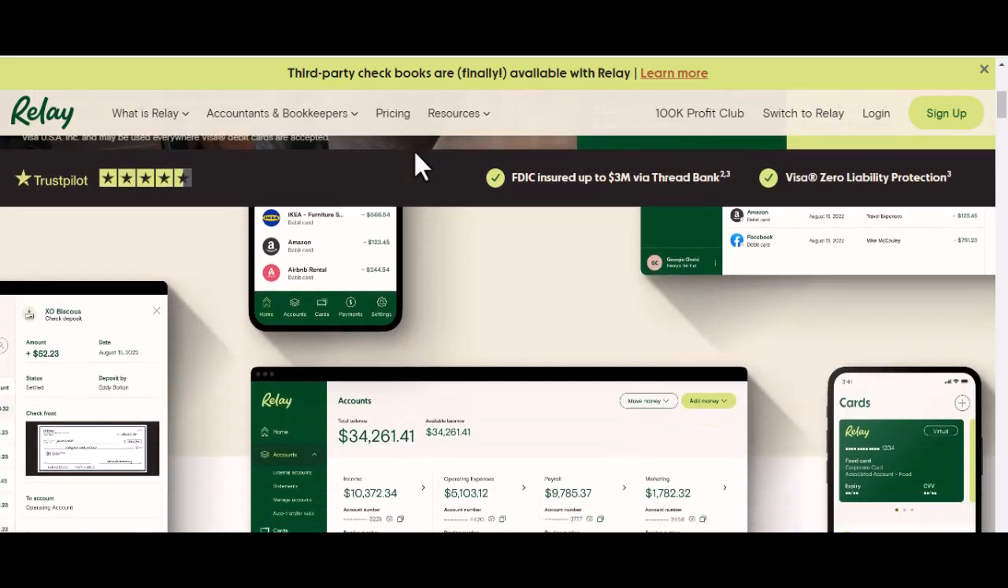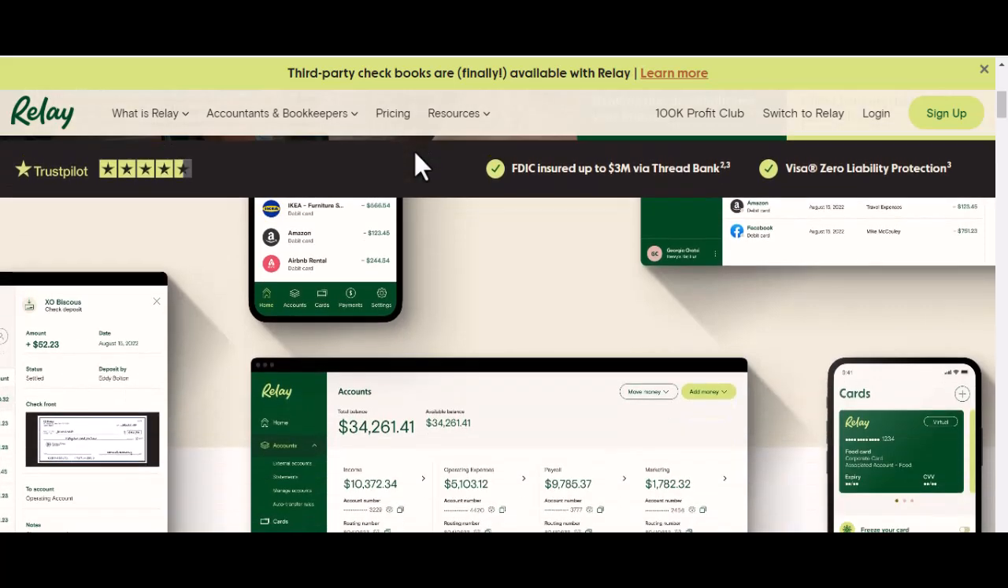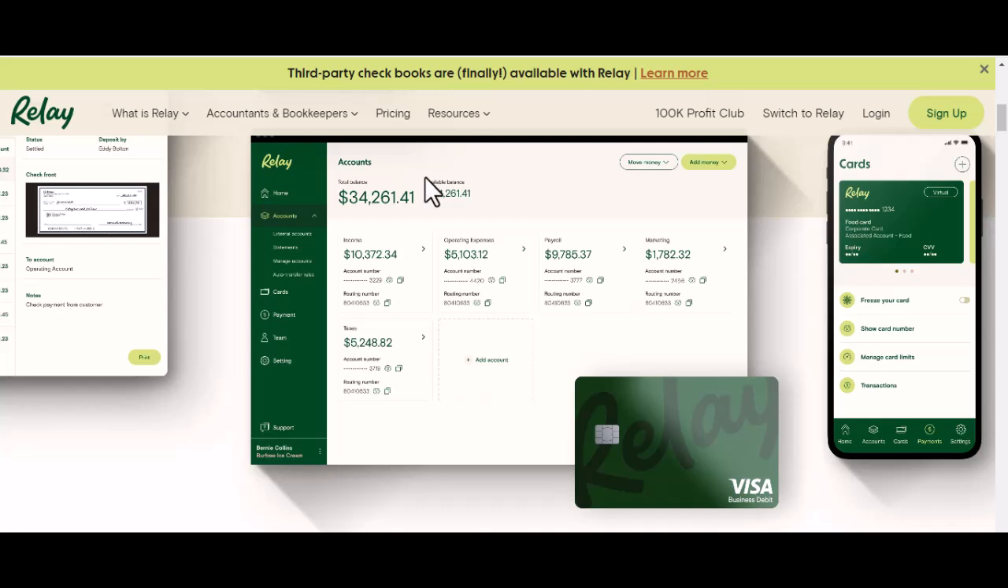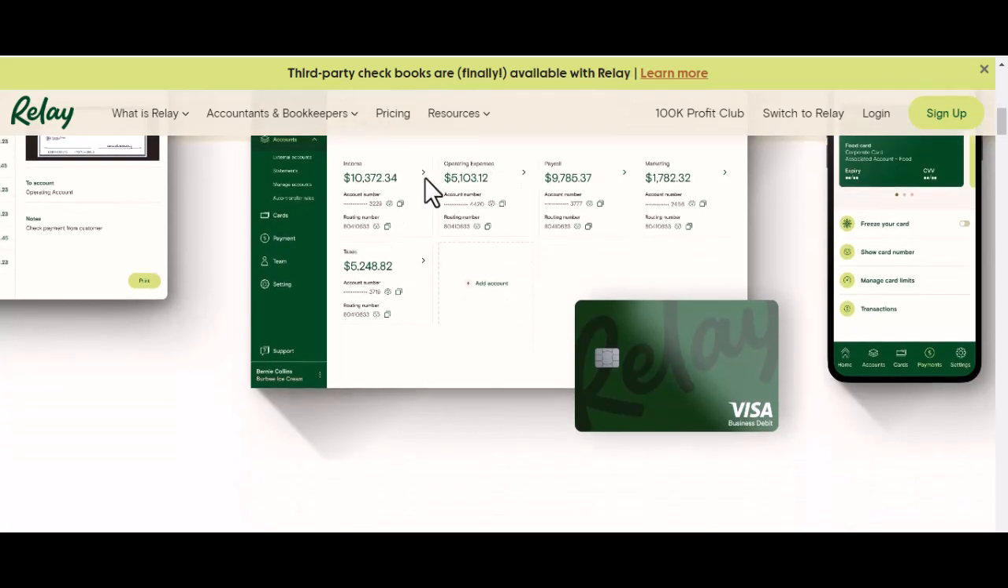Relay is set up with multi-layered protection to guard your money. This isn't just a single barrier, it's a system. Key features include mandatory two-factor authentication for your login, which means a simple password isn't enough for access.